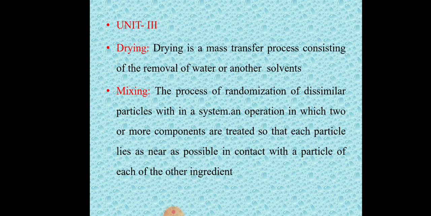Now let us go to the next, that is unit 3. Unit 3 consists of two chapters, that is drying and mixing. Drying is when we remove a small amount of water from a wet solid. We will see how to perform the drying process, the construction of the drying rate curve, the meaning of equilibrium moisture content and its application, and how we use drying apparatus in the drying process, all in detail in this chapter.